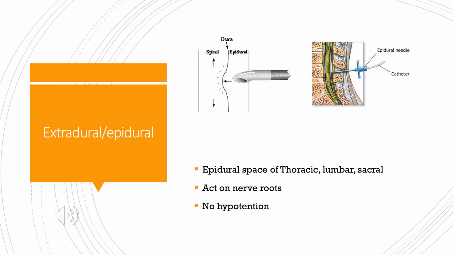Extradural or epidural local anesthesia. Here, as the name indicates, the local anesthetic will be given into the epidural space of the spinal cord. It may be at the thoracic, lumbar or sacral level. This epidural anesthetic will act on the nerve roots. It doesn't develop any hypotension.